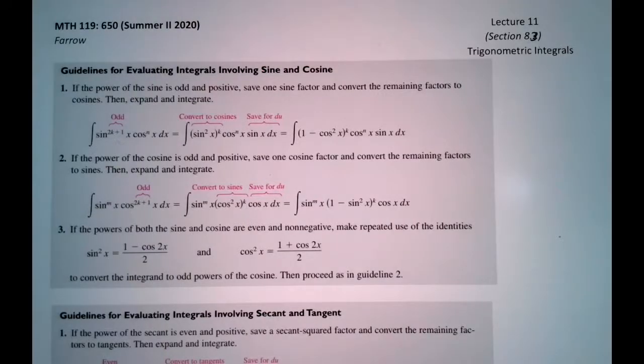So in this section, 8.3, we are not learning a new method of integration like we did in the last section. Integration by parts is definitely a new method that you have to practice, and it's different than U substitution, which is our other method. In section 8.3, we're not learning anything new per se.